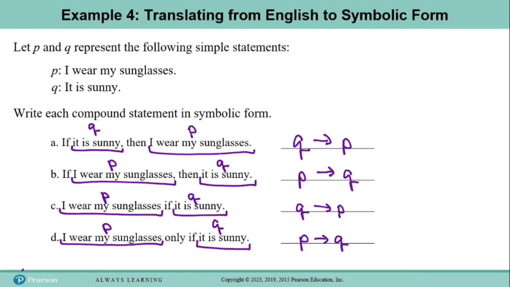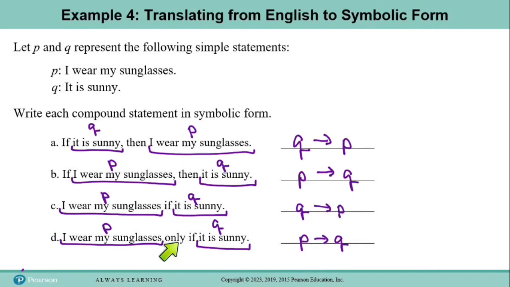But notice that I wear my sunglasses if it is sunny. I mean, yeah, whenever it's sunny, I'm wearing them, but I could also wear them other times too. So I wear my sunglasses if it is sunny. Maybe I also wear my sunglasses if it's Saturday. Maybe I also wear my sunglasses if I'm wearing a purple shirt. I don't know. See, I wear them if it's sunny, but I could also wear them other times.